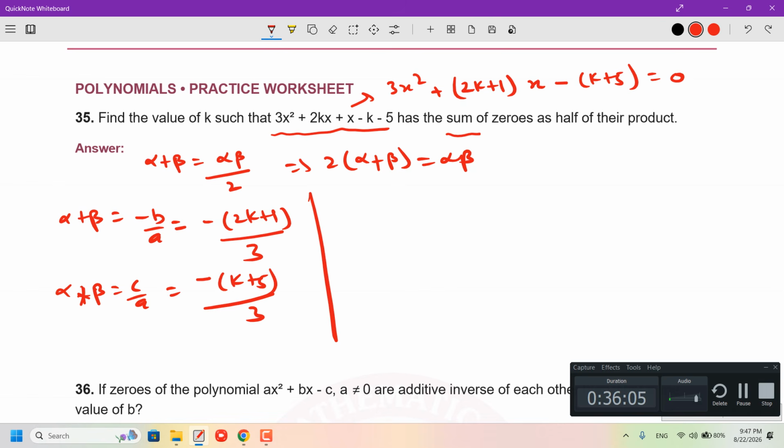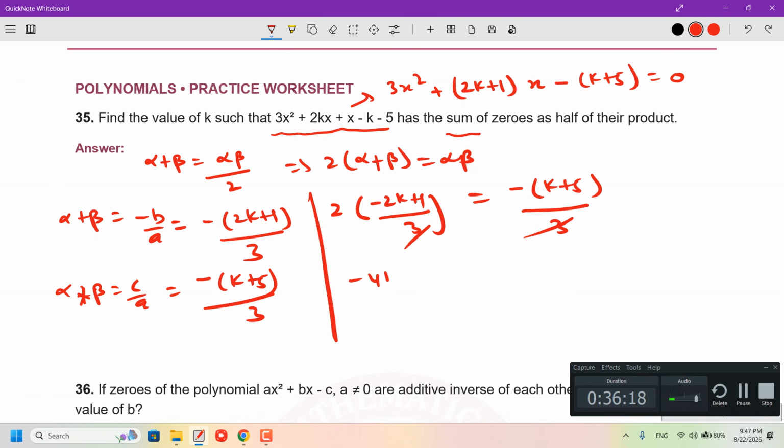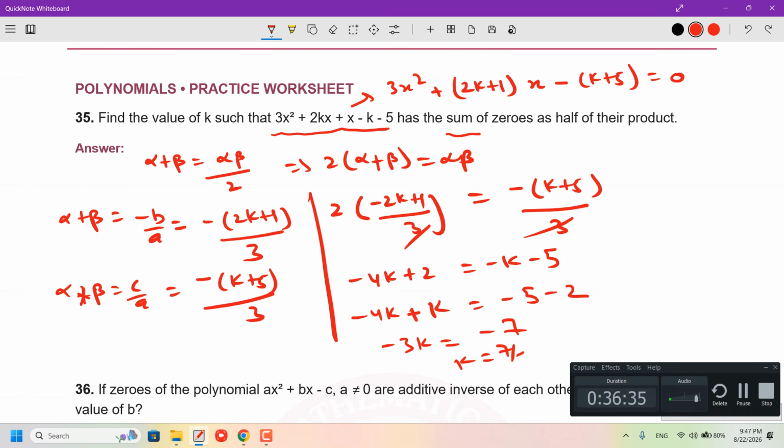Now put it, 2 into sum: minus 2k plus 1 upon 3 is equals to minus k plus 5 upon 3. 3 3 cancel. So minus 4k plus 2 is equals to minus k minus 5. Minus 4k plus k equals to minus 5 minus 2. So minus 3k equals to minus 7. K equals to 7 by 3.